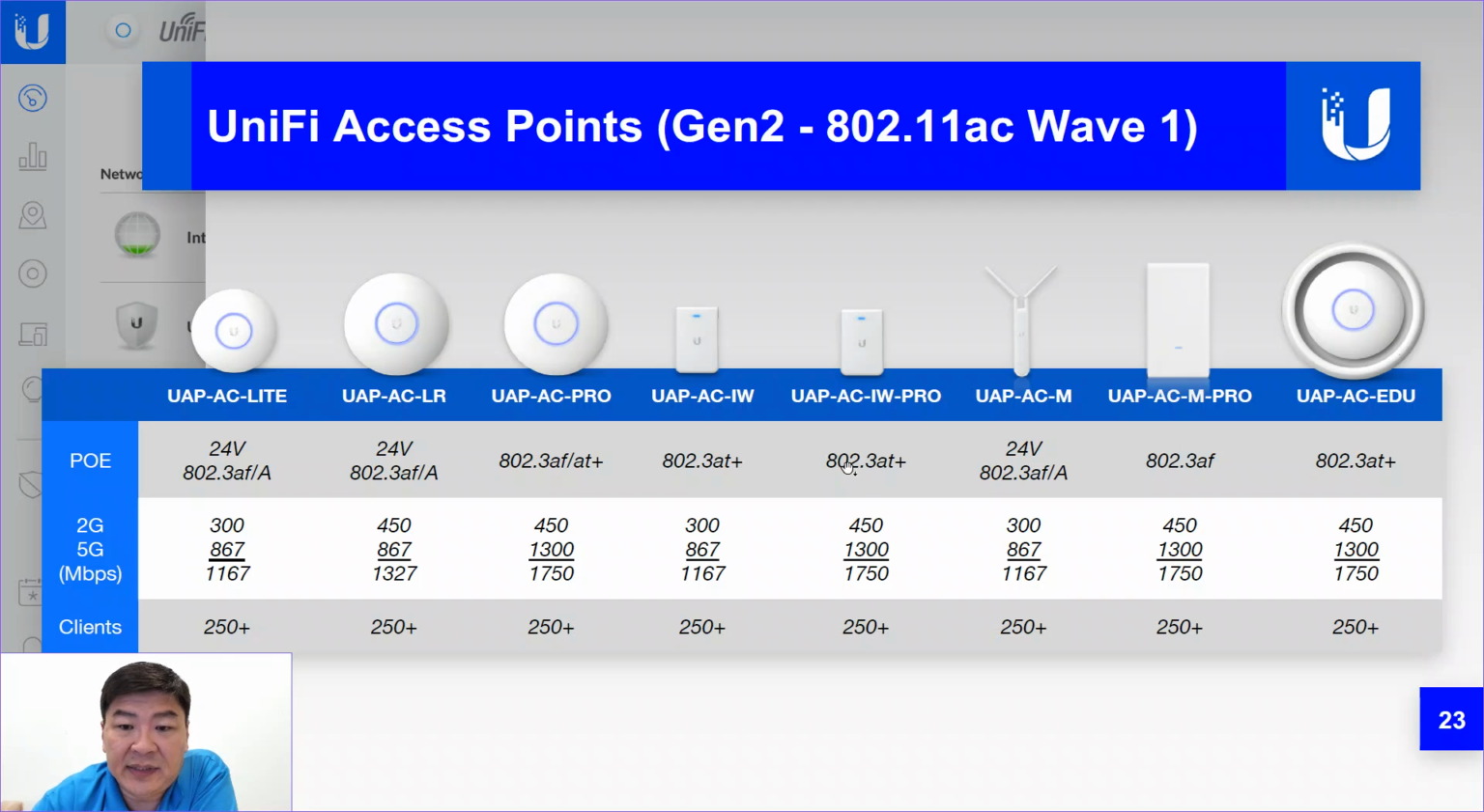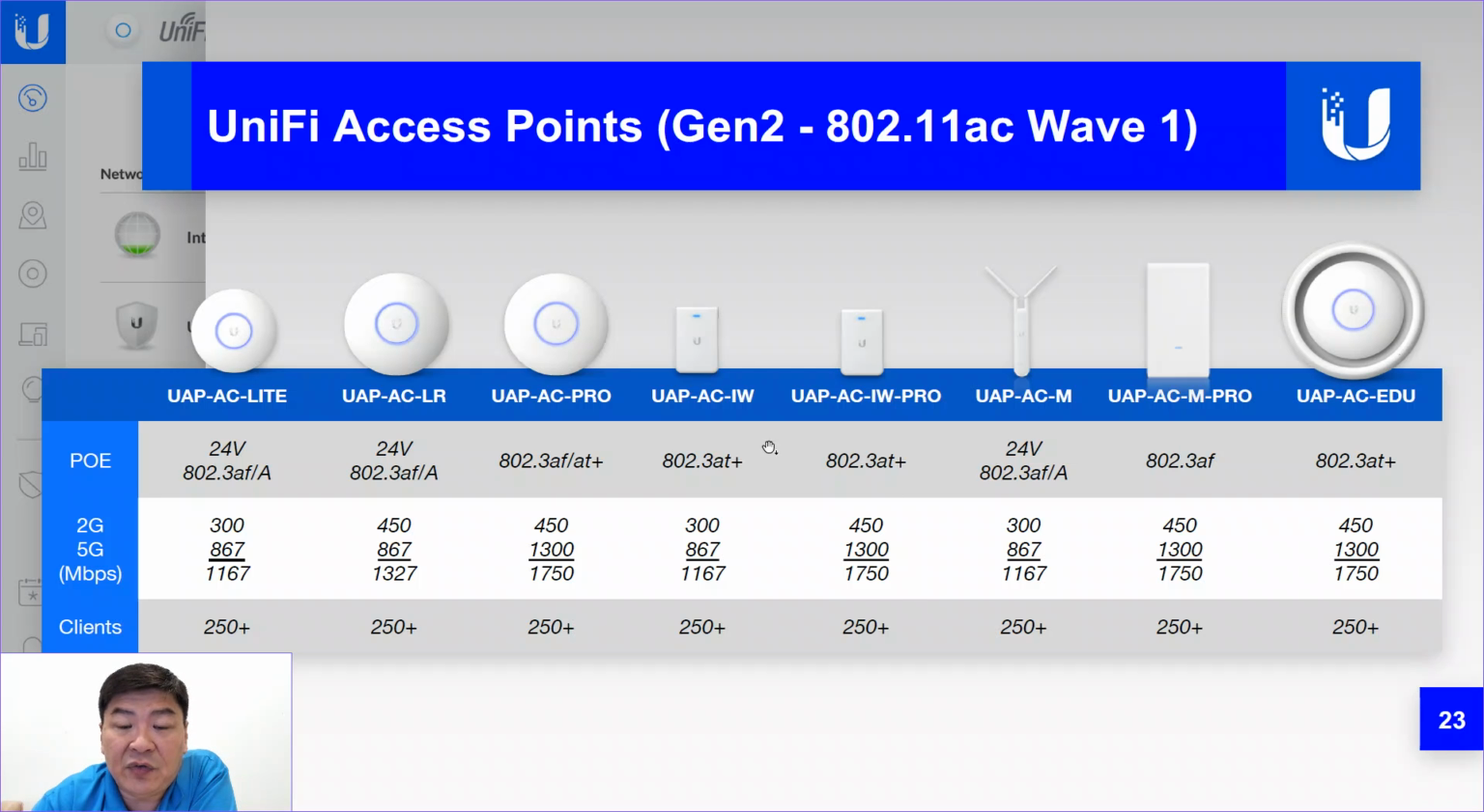Then you have your AC in-wall Pro. Your AC in-wall Pro is similar to the AC Pro. So this is basically 450 for 2.4 GHz and 1300 for the 5 GHz. Do take note that it will add up to 1750.